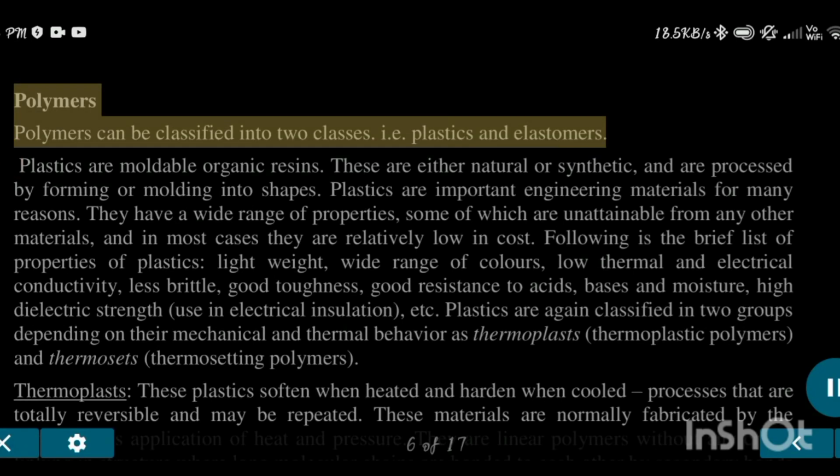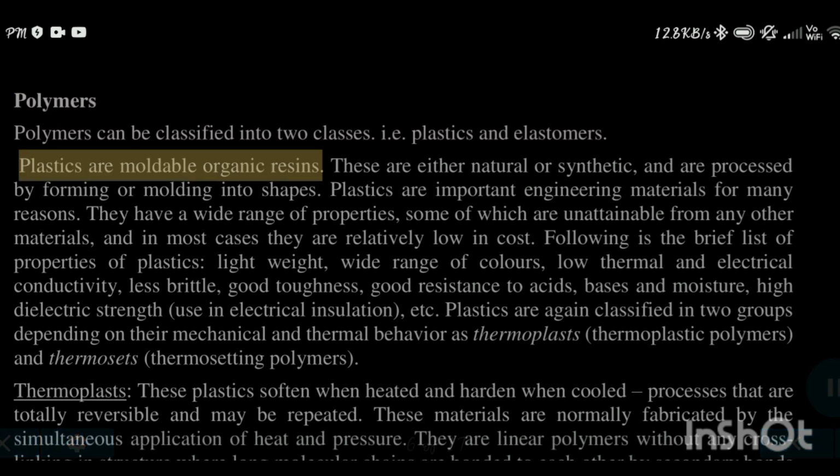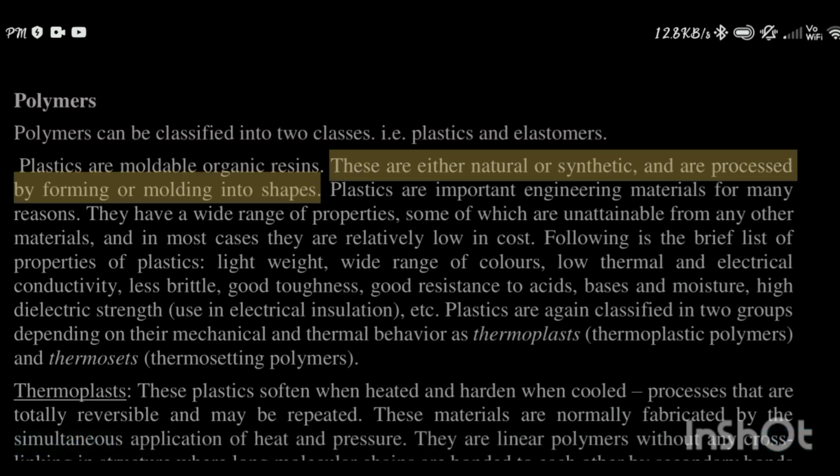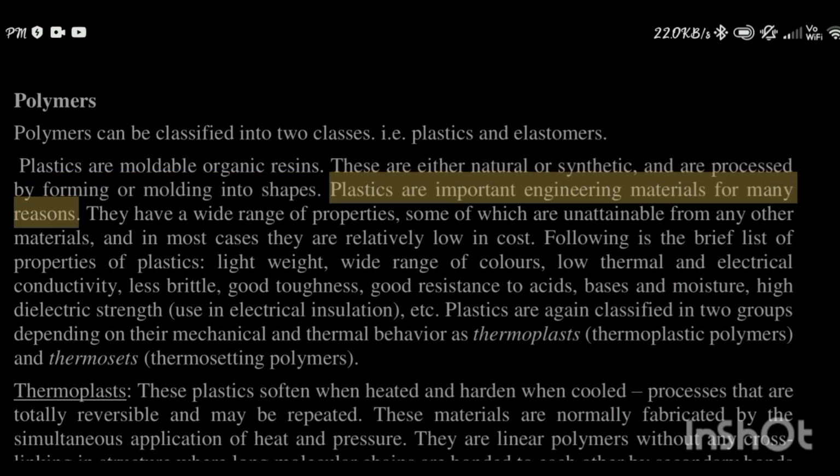Polymers can be classified into two classes, i.e. plastics and elastomers. Plastics are moldable organic resins. These are either natural or synthetic, and are processed by forming or molding into shapes. Plastics are important engineering materials for many reasons.